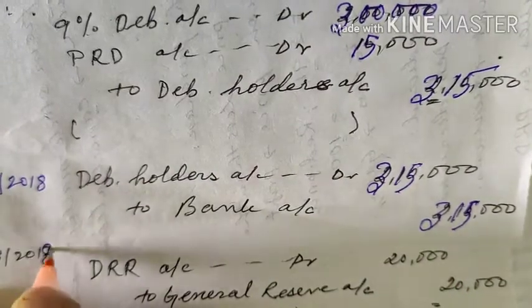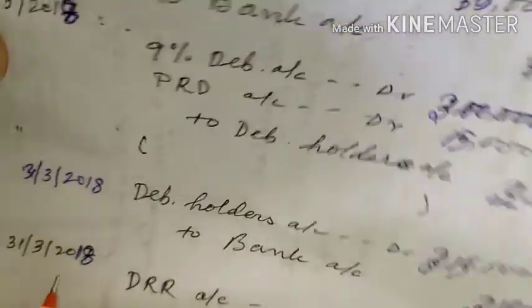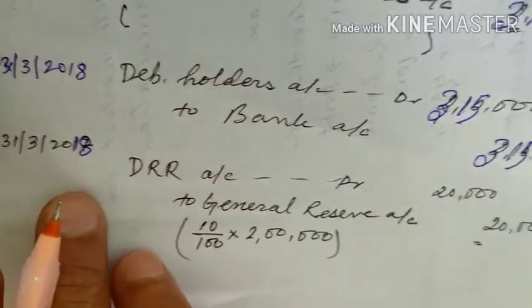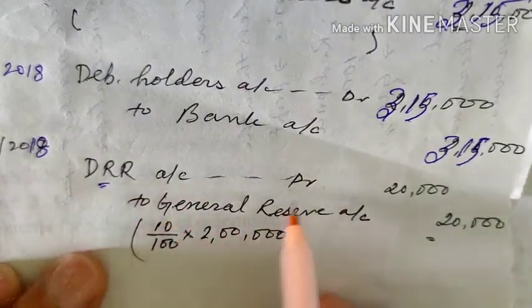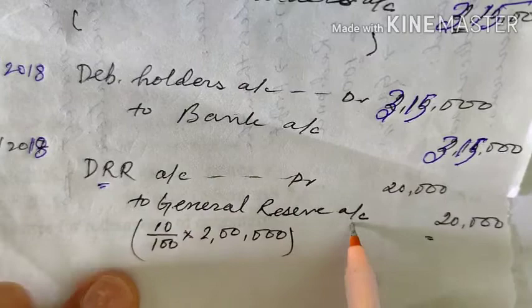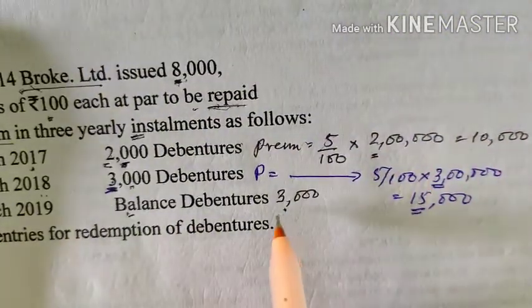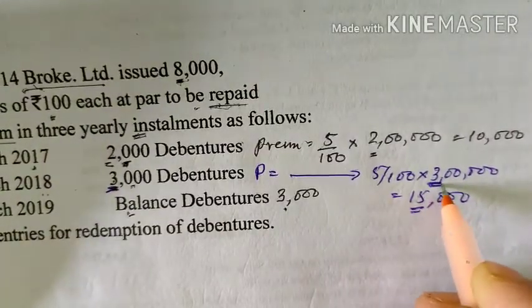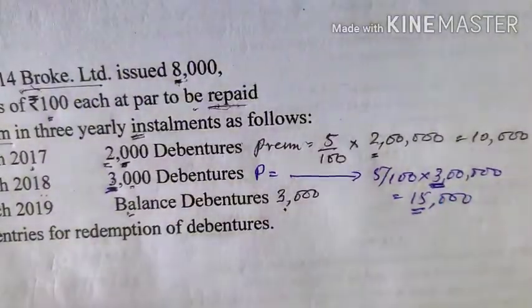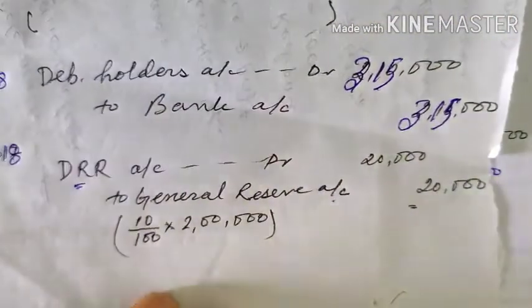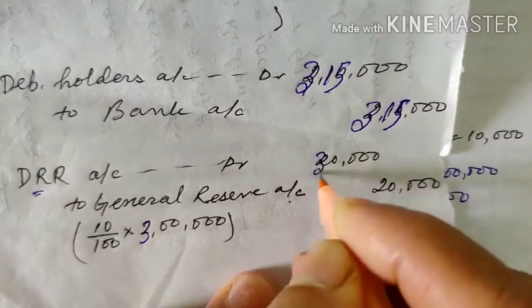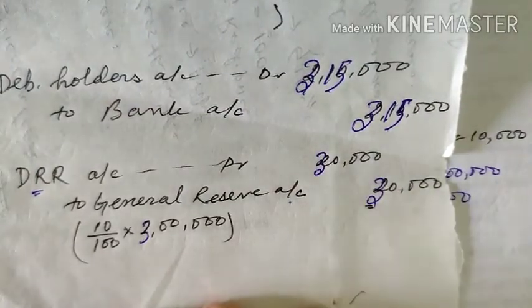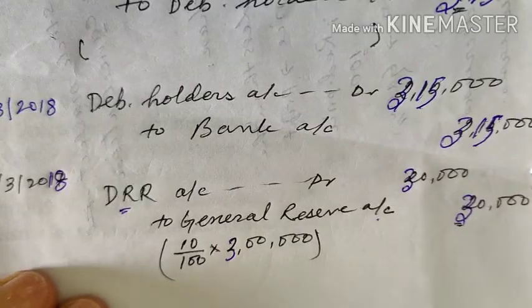Then the transfer entry. So the transfer entry will be 31/3/2018. What is transferred? DRR. So DRR account debit to general reserve account, and this will be transferred on what amount? This will be transferred on the second installment value, that is 3 lakhs. So it will be 10% of 3 lakhs. So 10% of 3 lakhs is 30,000. So 30,000 is being transferred.